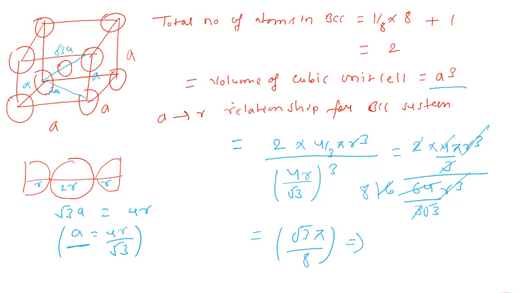Let us simplify with the help of a calculator. So we have root 3 pi, 1.732 multiplied by pi divided by 8, we have 0.68, about 0.6798. So the packing efficiency would be approximately 68%. We have the packing efficiency for the BCC material. Now we will jump to the FCC volume fraction.